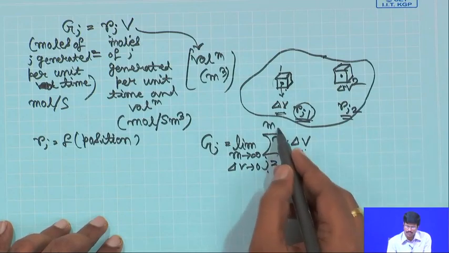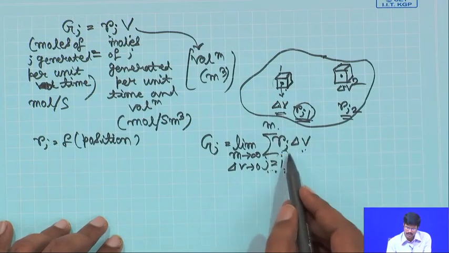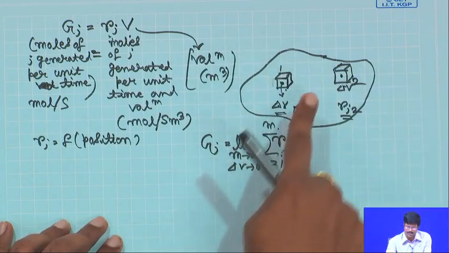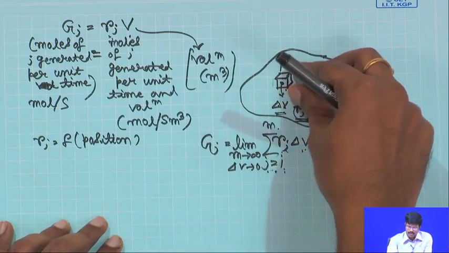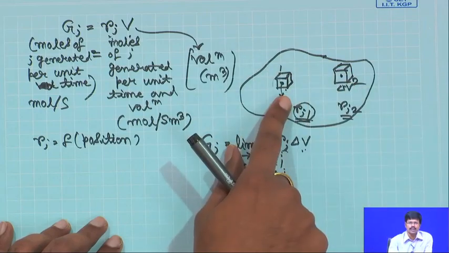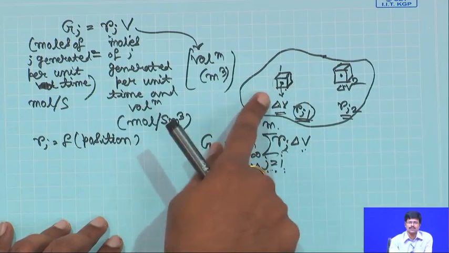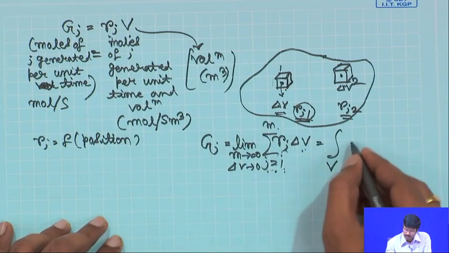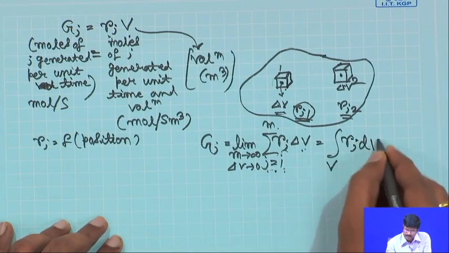So, J equals 1 to m, so it goes from 1 to infinity. Infinite number of points, so infinite number of Rj values corresponding to the J point. Your delta V is very close to 0, because the rate otherwise will change as you go away from this particular point, and then you just add that up. Basically, it is nothing but the integral over the whole volume Rj dV.